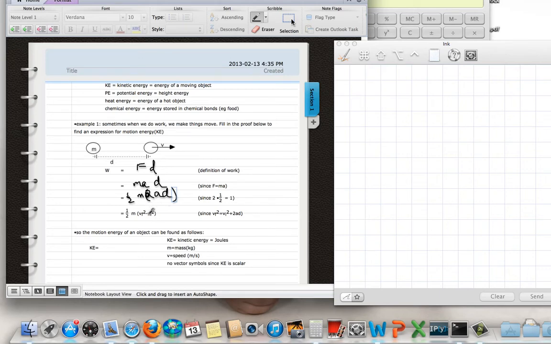And clearly, this then is an expression for the kinetic energy, because the work that we did made this thing go. What we get as a result of the work is 1/2 mv squared. That's our equation to find the kinetic energy of an object.